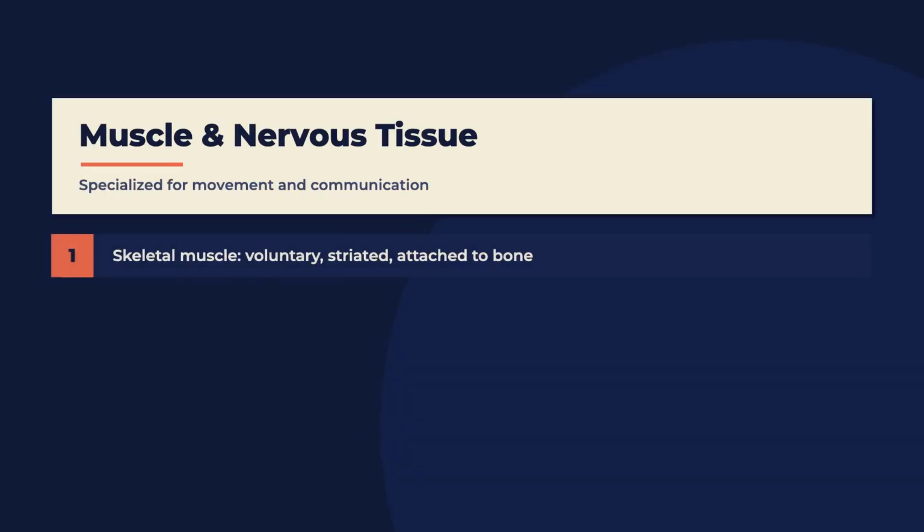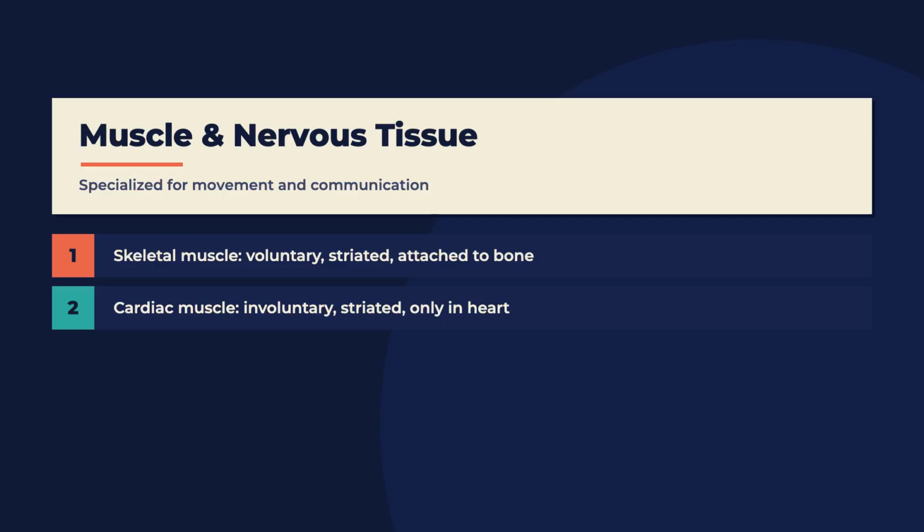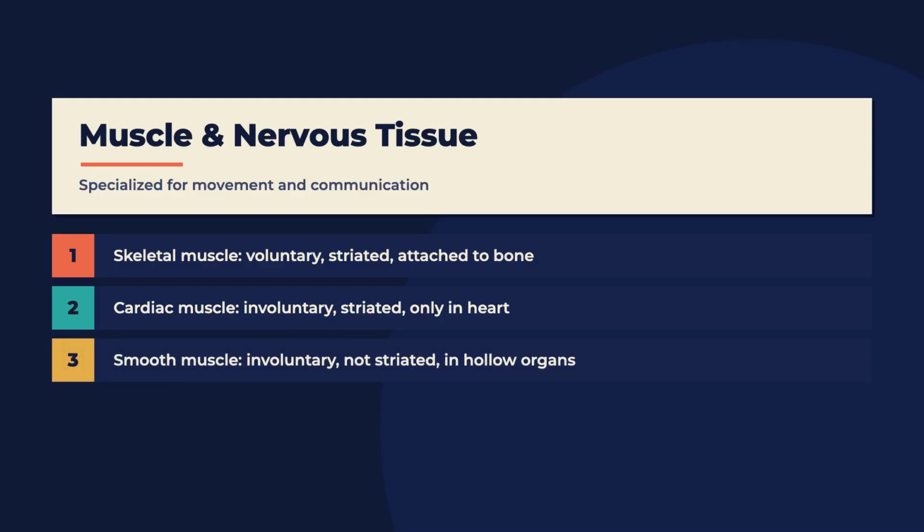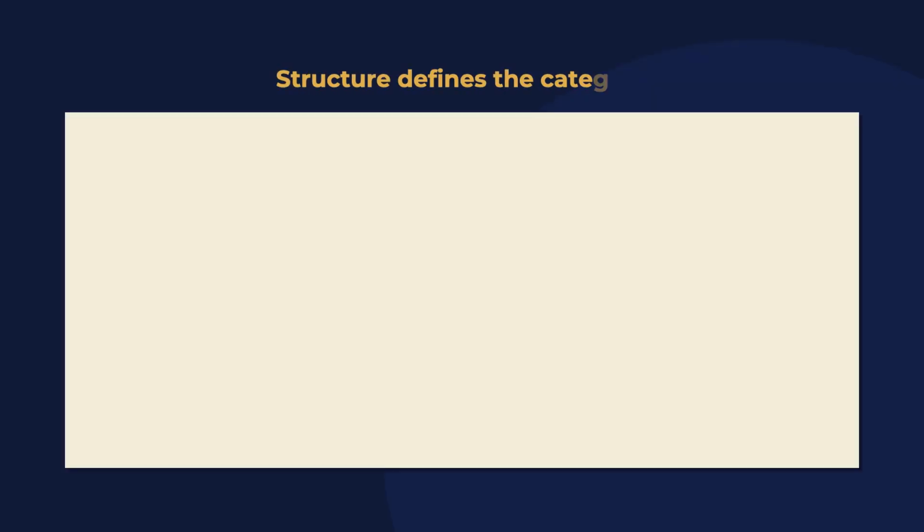Muscle tissue contracts using actin and myosin. Skeletal muscle is voluntary and striated. Cardiac muscle is involuntary and striated and found only in the heart. And smooth muscle is involuntary, not striated, and lines organs like the stomach and blood vessels. Nervous tissue contains neurons that generate signals and neuroglia that support them.